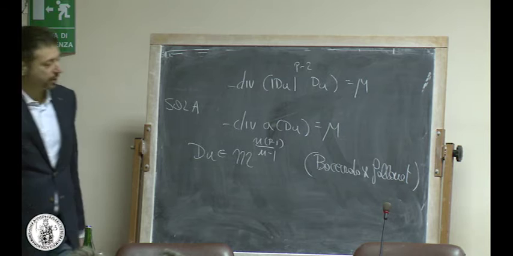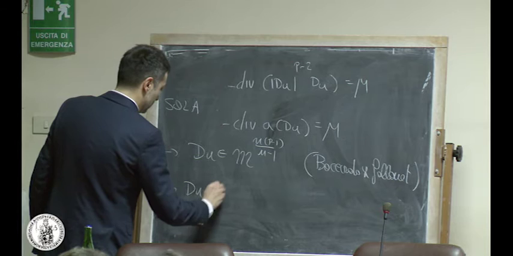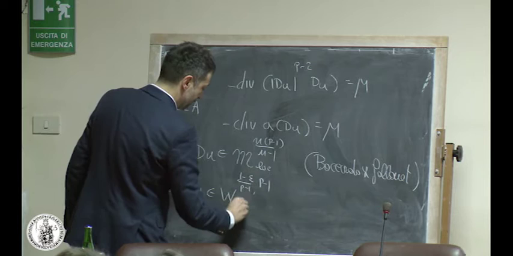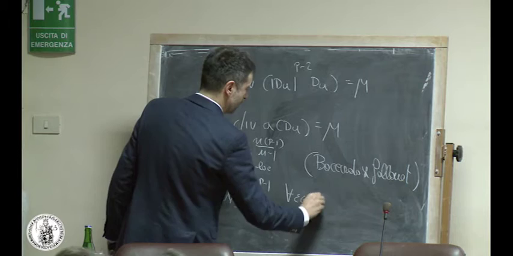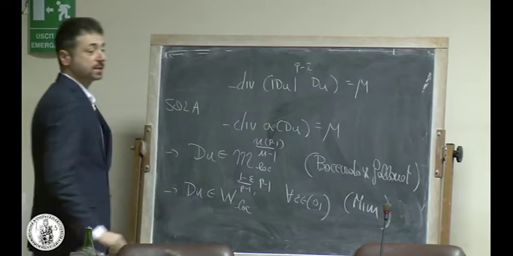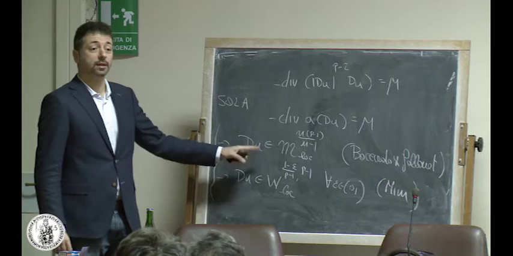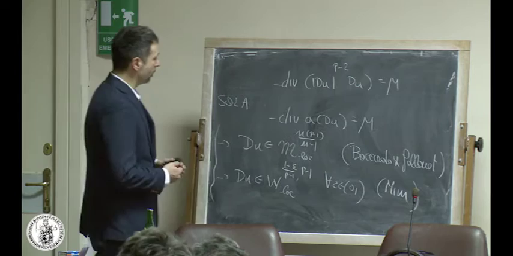And the second result is that u belongs to W^{1-ε, p-1}, for every ε in (0,1). And this is due to myself, more or less 10 years ago. So essentially, these are the maximal regularity results you can expect from solutions, as certified by the so-called nonlinear Green's function. Now I'm going to go a bit deeper in the regularity and the fine properties of solutions to measure data equations.